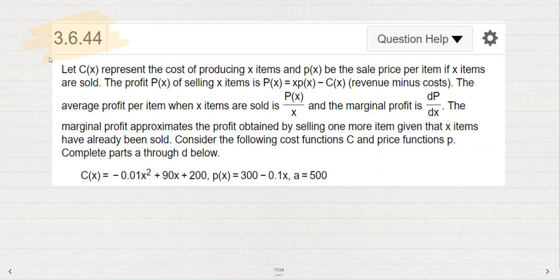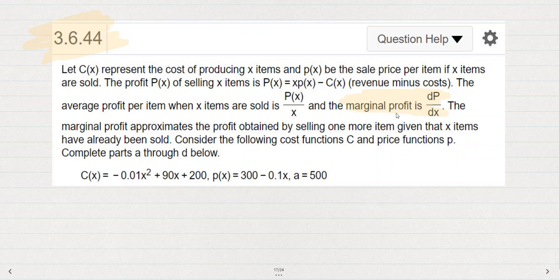Now, this is an important question because it gives us this important function and this idea of what marginal profit is. And it's defined for us here in the problem. Marginal profit is the derivative of the profit. We could also look at marginal cost, which is the derivative of a cost function, and so on. Let's look at what some of these terms mean.